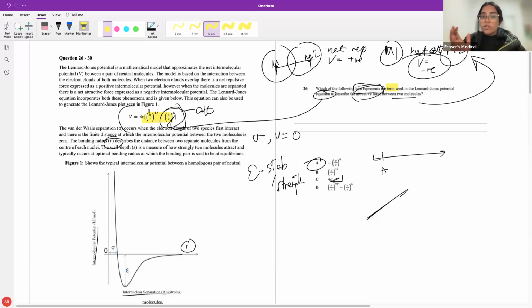But we don't care about that, right? We are only caring about the attractive force. So what best represents that? What one term represents that within the equation? That's got to be the one with the negative sign in front of it. So I'd probably say that A is there, right?